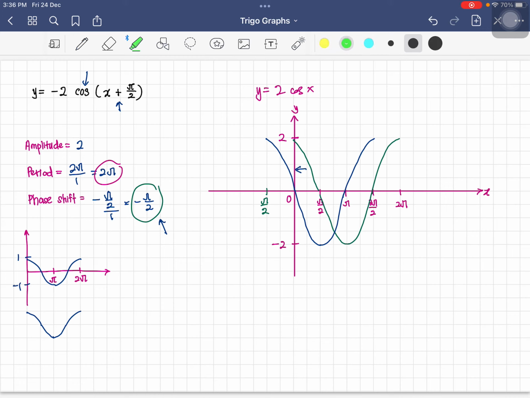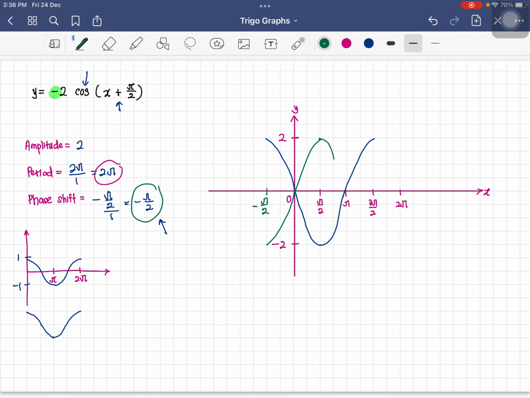So now I don't have this one. I hope you get the idea. This one should be negative pi over 2. But since there is actually a negative sign, you have to reflect this. I'm not sketching this one. Now I have to reflect this about the x-axis. So I'll have something like this one.